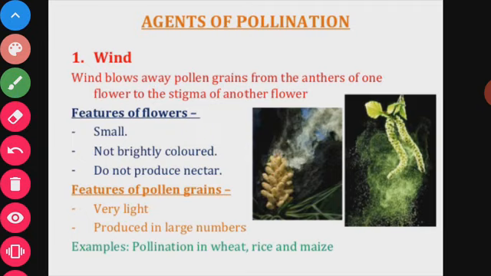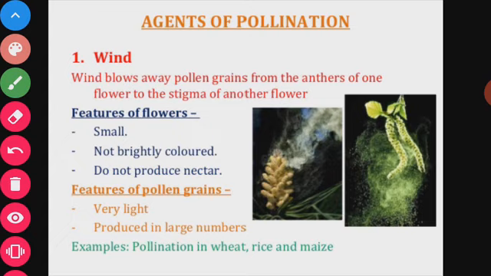Second is cross pollination. When the pollen grains from the anther of a flower on one plant are transferred to the stigma of the flower on another plant. Here in cross pollination the plants are different. Pollen grains from one flower of one plant are transferred to the other flower of another plant. That is known as cross pollination.